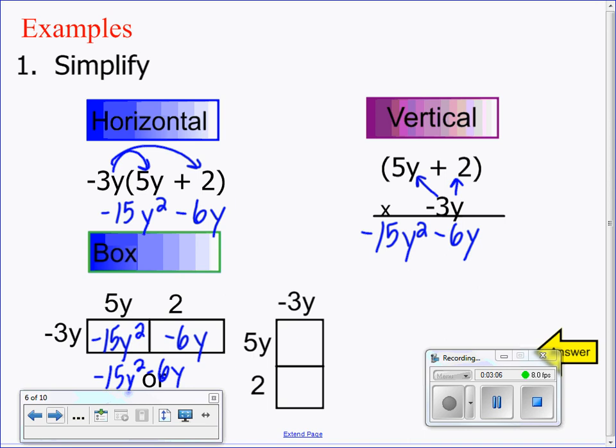Important to note that you can line up the box method vertically or horizontally. Either way, you're going to end up with the same answer.